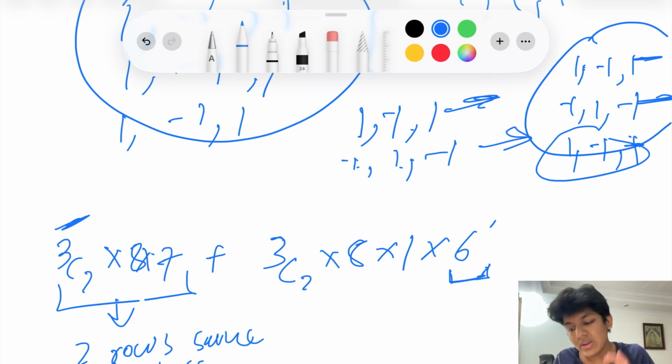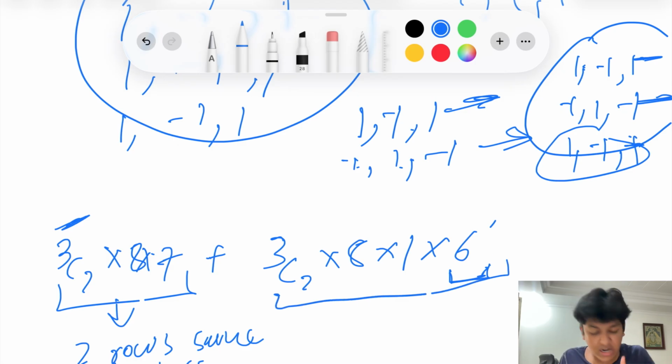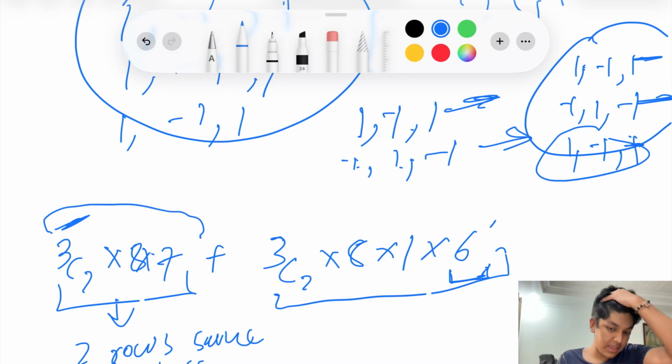Okay, so there are only 6 possible cases for the third row, and in this case one row we are creating, the other row is the negative of the first row, and then the third row is different from both these rows. Okay, so now here what was happening, here there were two rows same, one row different. Here, two rows, one row is negative of the other, and the third row is not the same as both of them.